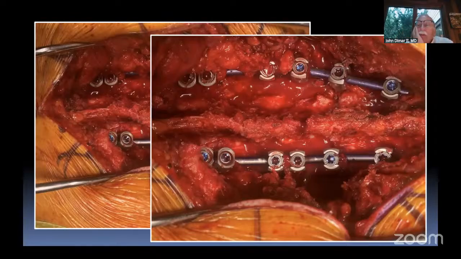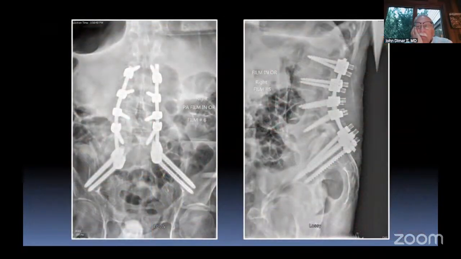Okay, who has the PJK? Which fellow? But John, as far as screw fixation, you don't have a number at what point you would tend to use cement or tend to use anterior column support?